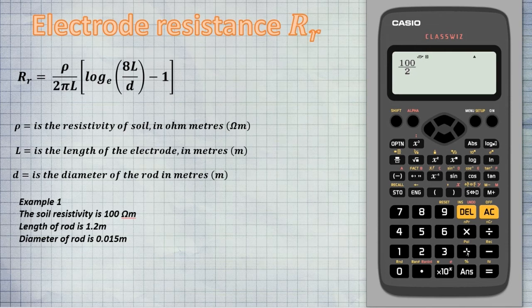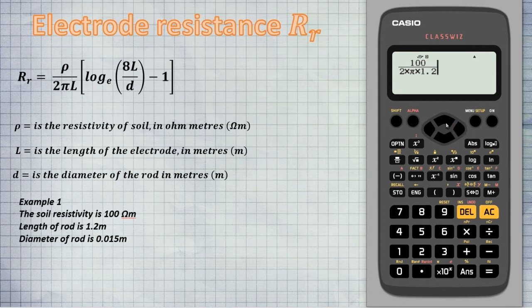2 multiplied by pi. Pi is obtained by operating the shift button and then going to the middle button of the bottom row, and you can see that pi in yellow, which is the same colour as the shift button. If we press that, we get pi, and we're multiplying that by the length of the rod, which is 1.2 meters. So that's that part of the equation entered.